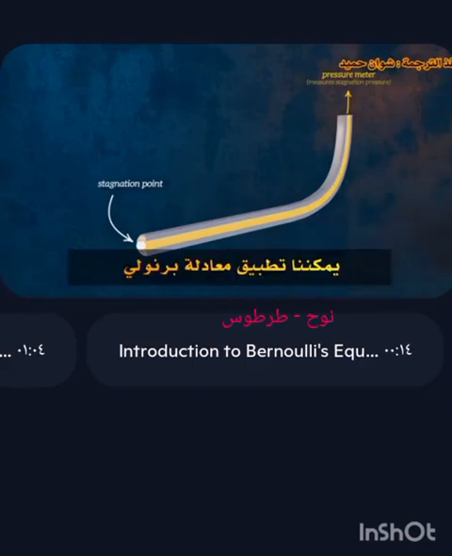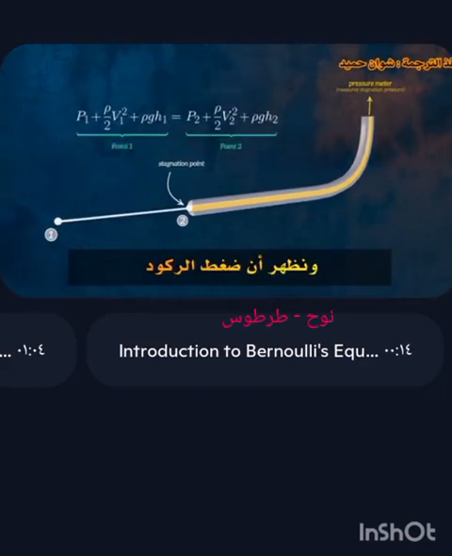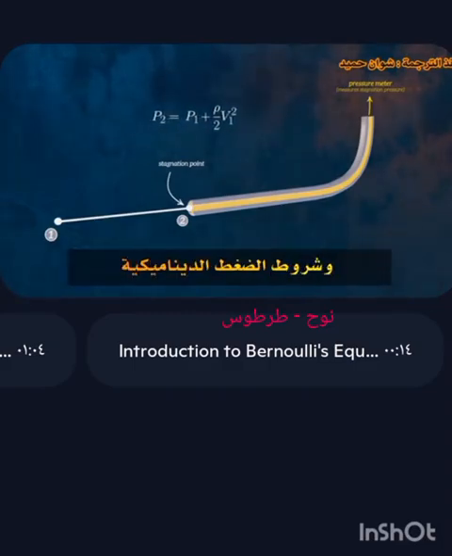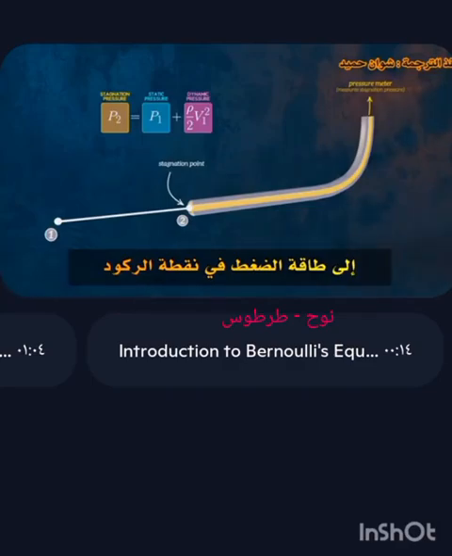We can apply Bernoulli's equation between an upstream point and the stagnation point, and show that the stagnation pressure is equal to the sum of the static pressure and the dynamic pressure terms. All of the kinetic energy is essentially being converted into pressure energy at the stagnation point.